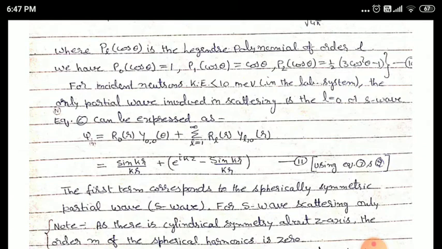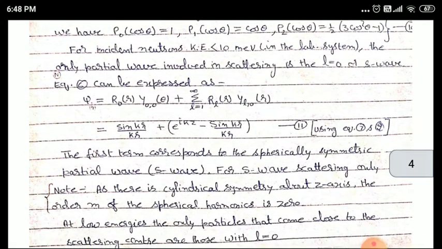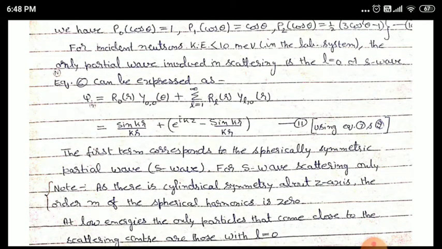Equation 6 can be expressed now as psi is equal to R_0(r) Y_00(theta) plus summation from L equal to 1 to infinity R_L(r) Y_L0(theta). So here we are using R_0, Y_0, because we are using only the partial wave corresponding to L is equal to 0. Now using the equations 7 and 9, we can write psi is equal to sin kr upon kr plus e raised to power i k z minus sin kr upon kr.